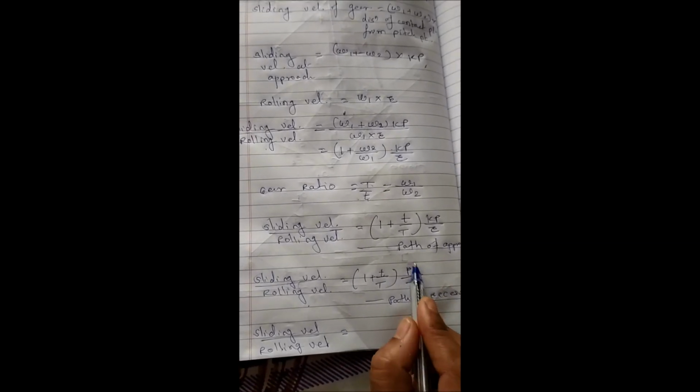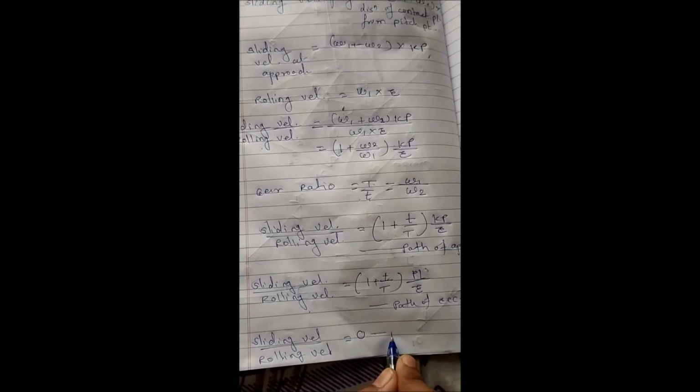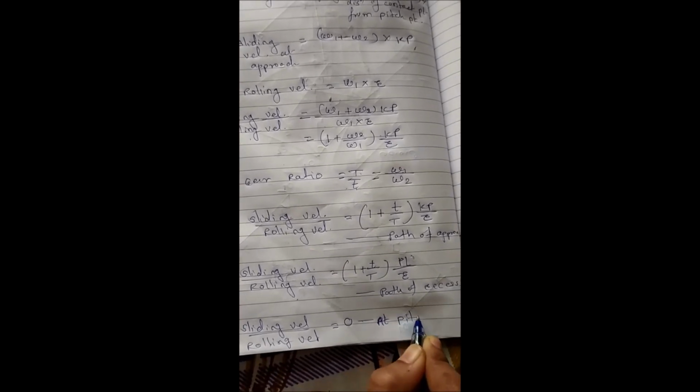Now the ratio of sliding velocity to rolling velocity at the pitch point. At the pitch point this distance becomes 0, because we are taking this ratio at the pitch point. So the ratio of sliding to rolling velocity at the pitch point becomes 0. So this is all about the ratio of sliding to rolling velocity. Thank you.